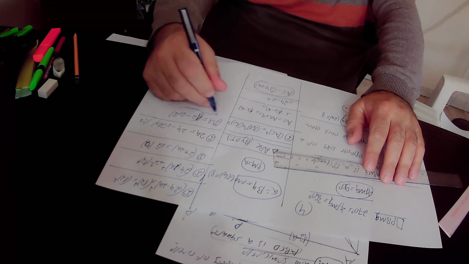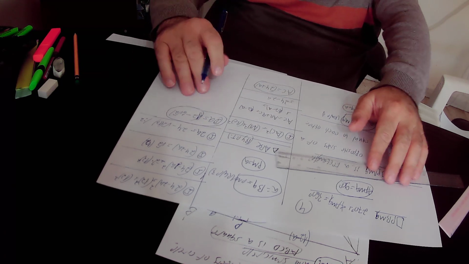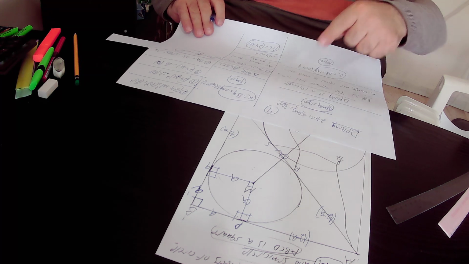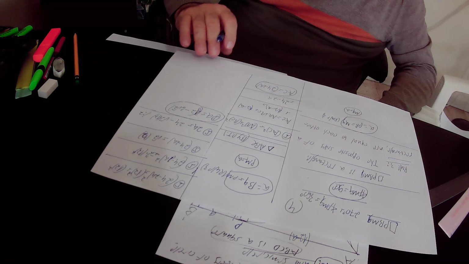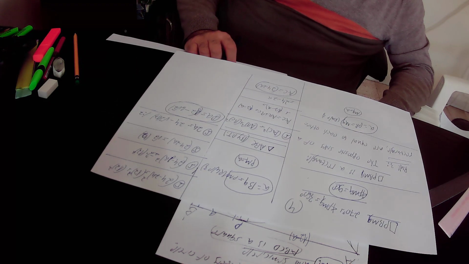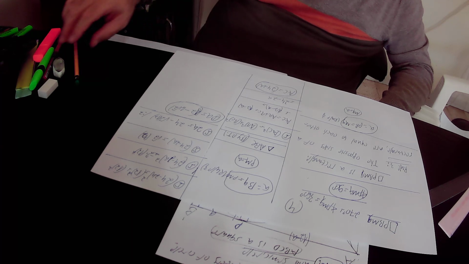So actually we found out that the value of a, that is the radius of this circle, is equal to 12 minus 6 times square root of 2 units.